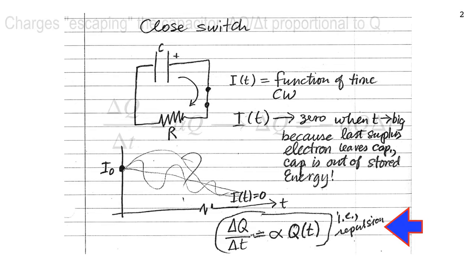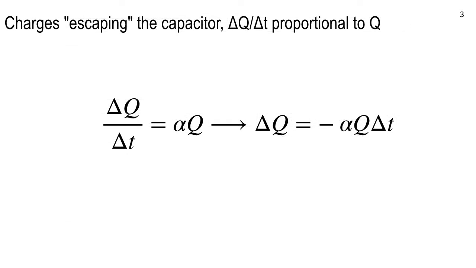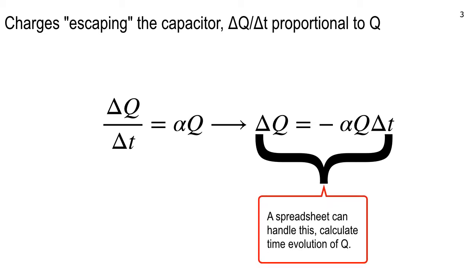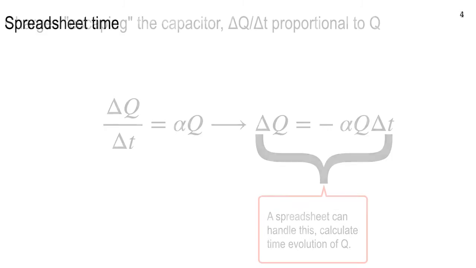Now, that equation can be rearranged a little bit. Here's the equation, delta Q over delta T equals alpha Q. Just multiply both sides by delta T. And this part over here, you can actually take and program into a spreadsheet and figure out the evolution of the charge Q of T over time. And that's what we're going to do with a spreadsheet. And so let's go and take a look at the spreadsheet that I've fixed up for you.